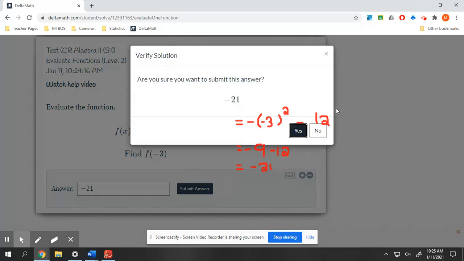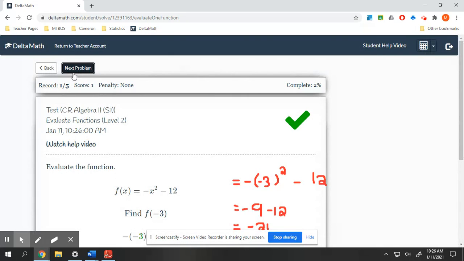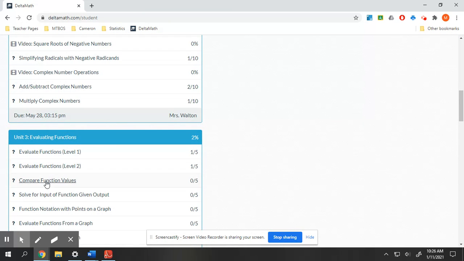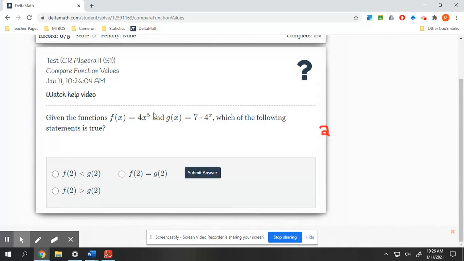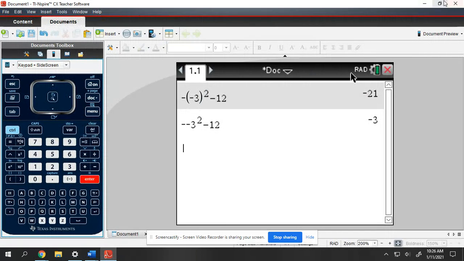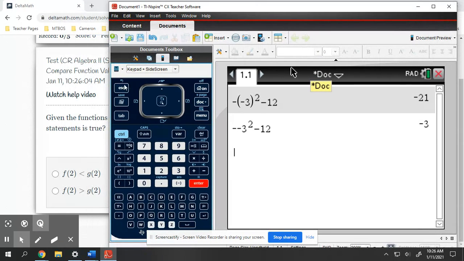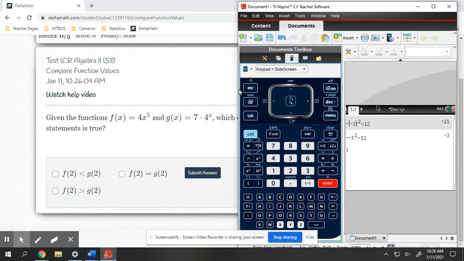All right, and then finally, last problem here. This one here, comparing function values. It is going to give us two functions and then ask us to compare those two. So we have f of x is 4x to the 5th. g of x is 7 times 4 to the x. And we are asked to compare those two. This is a good time to use your calculator. So let me go ahead and move this over.